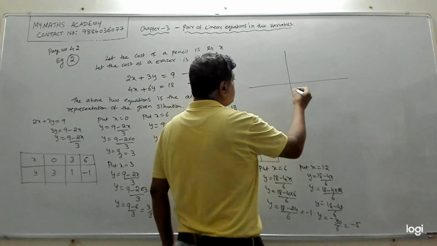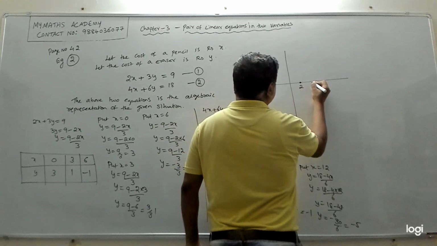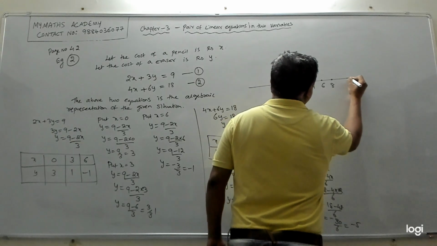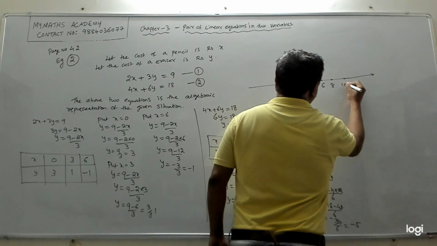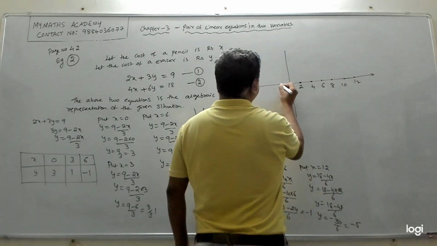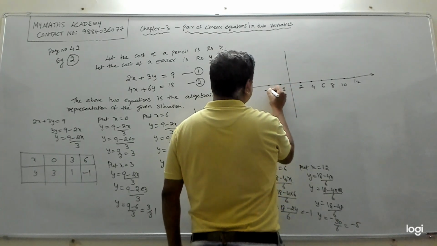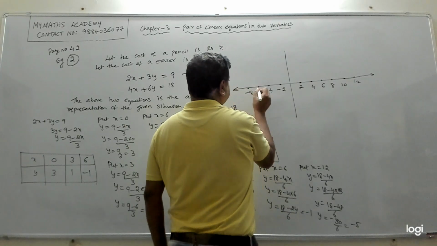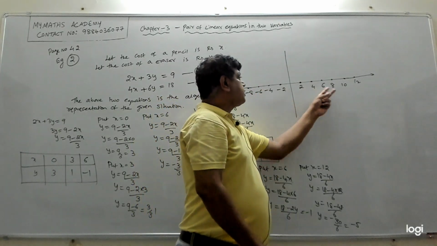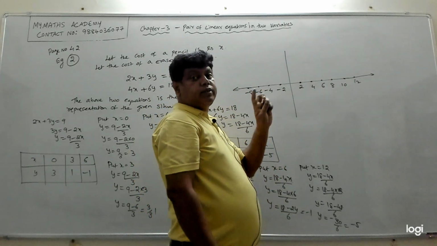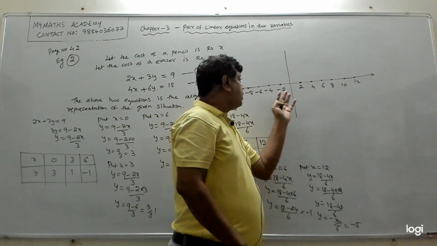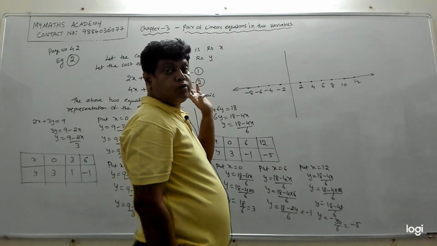So I will take it as 2, 4, 6, 8, 10, 12. So here I will take minus 2. So here also you should take the same scale. Minus 6, minus 8. Here you cannot put minus 1, minus 2, minus 3. X-axis scale has to be the same. If you are taking here 2, 4, 6, 8, here you should take minus 2, minus 4, minus 6.